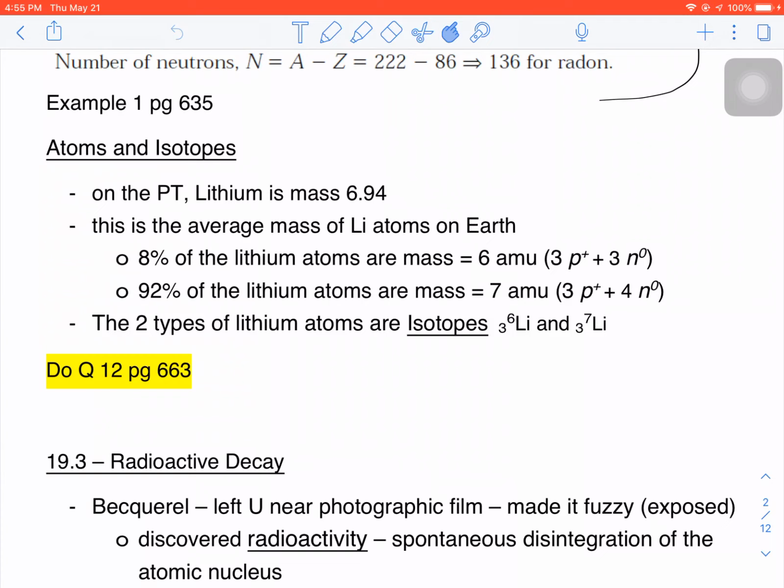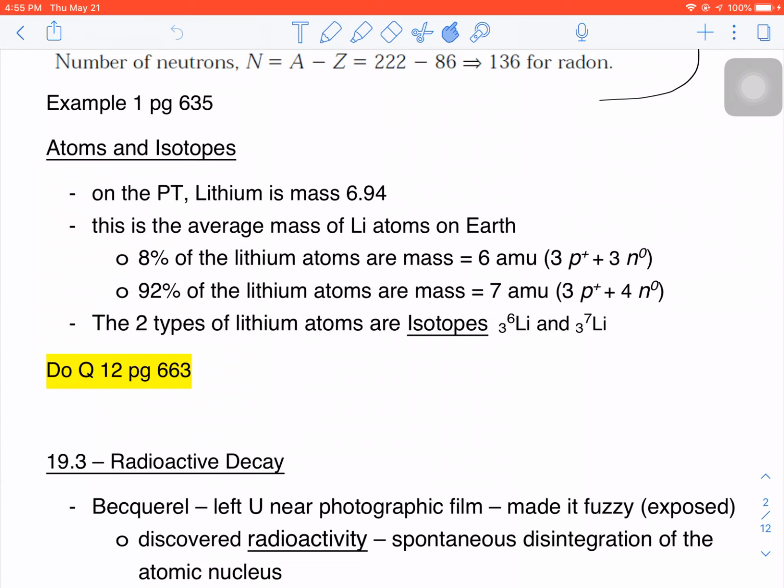I can't have 0.94 of a proton or a neutron. They're whole building blocks, right? They are what they are. They're called nucleons. They're the particles that are inside the nucleus. So the nucleons that are inside the lithium atom can't be a fraction. They have to be a whole number.